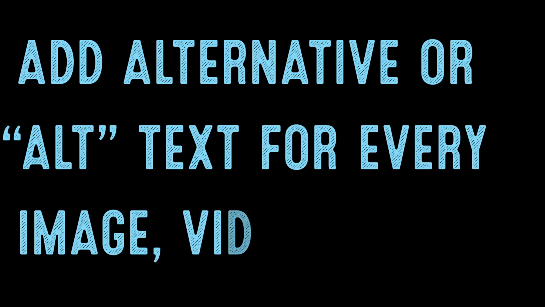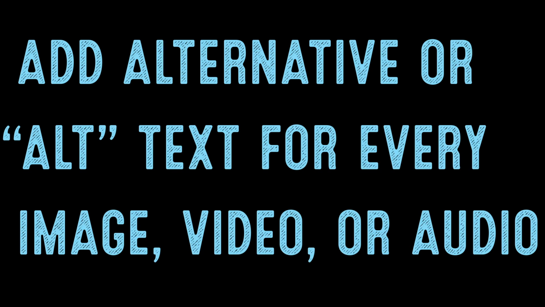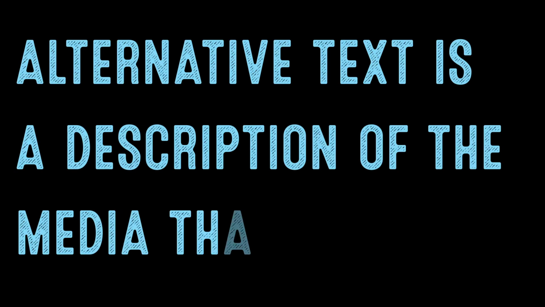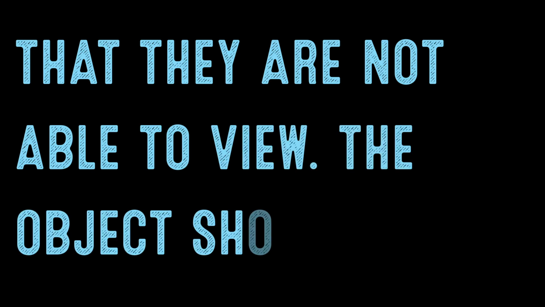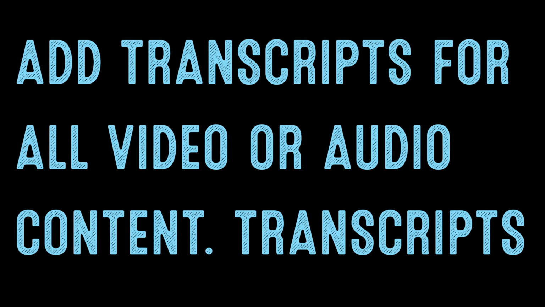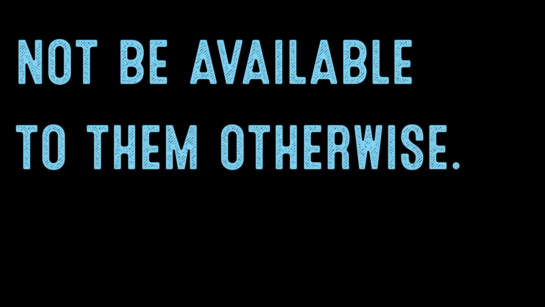Add alternative or alt text for every image, video, or audio. Alternative text is a description of the media that allows those with disabilities to read or hear the content they are not able to view. The object should be described and its purpose on the site explained. Add transcripts for all video or audio content. Transcripts help the hearing impaired understand content that would not be available to them otherwise.